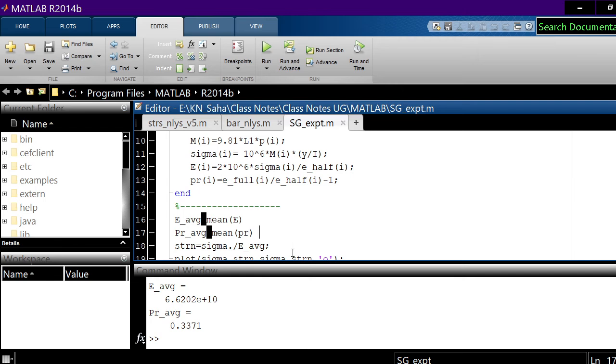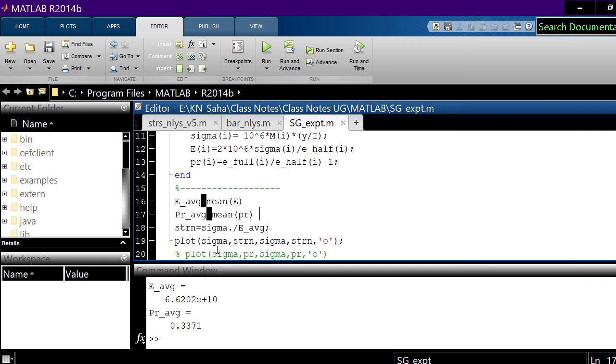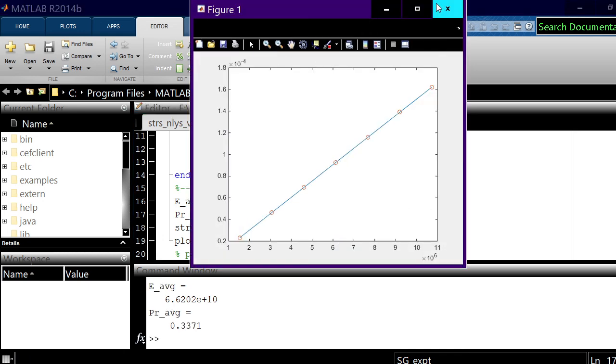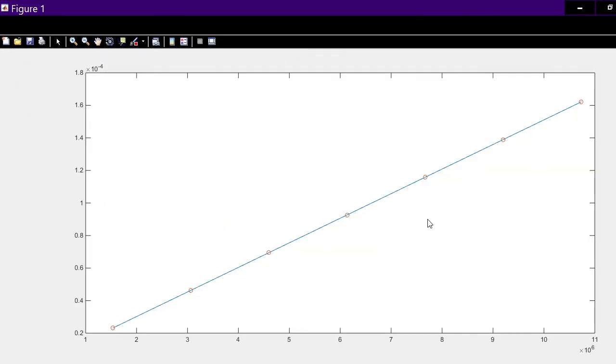Yes, right? And then strain is calculated, which is sigma by E. Now which value of E is taking the average value? We will get this strain, and this is plotted here. The plot of sigma versus strain, so a stress strain plot we are generating. If we run this particular program, okay, this is the plot we will get. So this is the plot we are getting from the observation.